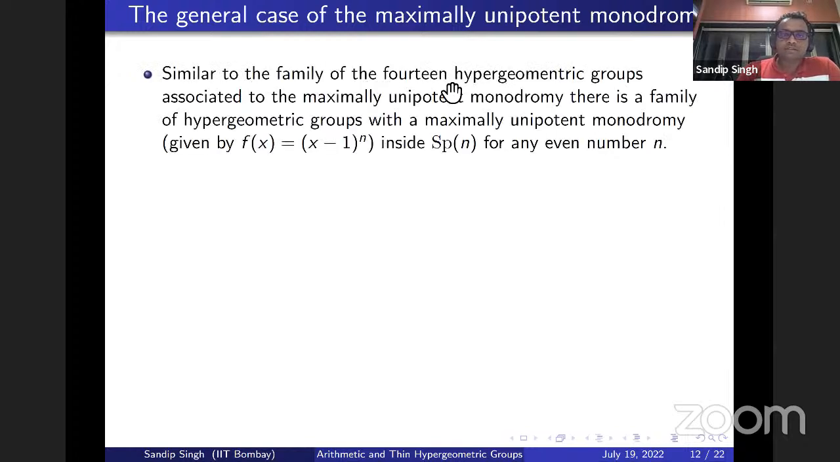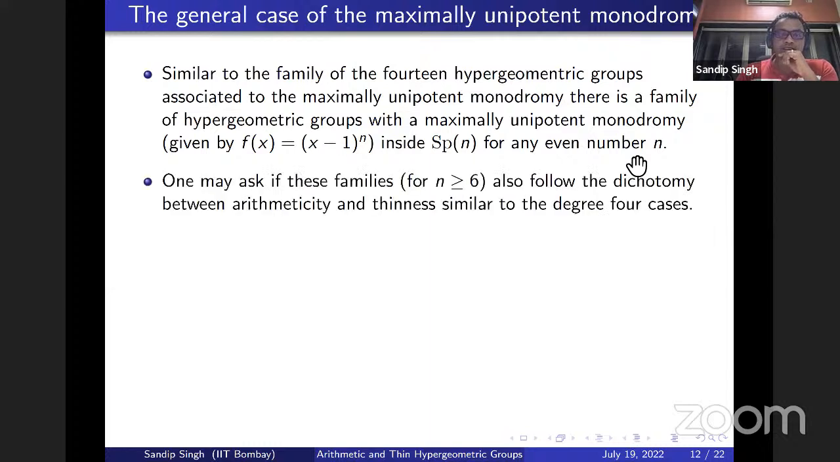Similar to the family of 14 hypergeometric groups associated to maximally unipotent monodromy, there is a family of hypergeometric groups with maximally unipotent monodromy, corresponding to f(x) equal to (x minus 1) to the power n inside SPn for any even number n. In the same way, you can consider all possible g with integer coefficients and constant term 1, whose roots are roots of unity, so g is a product of several cyclotomic polynomials such that the pair f and g satisfy the Beukers-Heckman conditions. Then one may ask about these families for n greater than or equal to 6, as for n equal to 4.